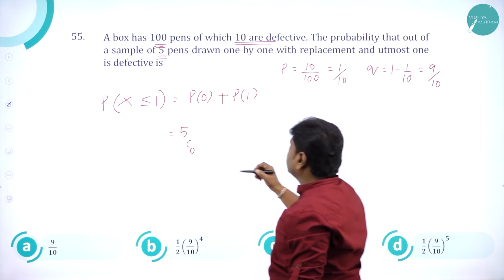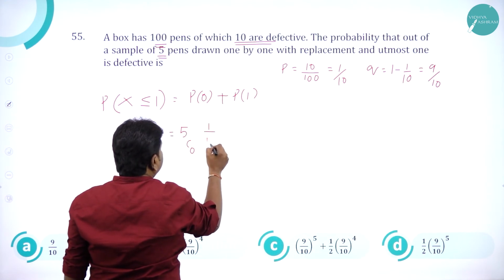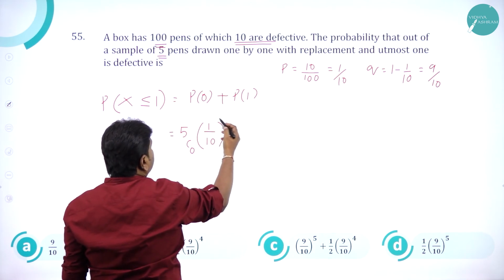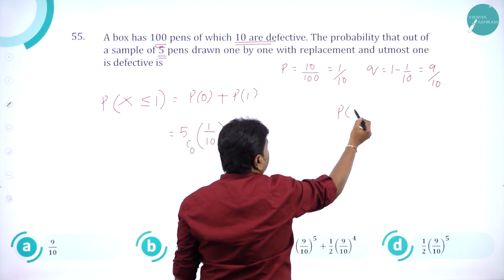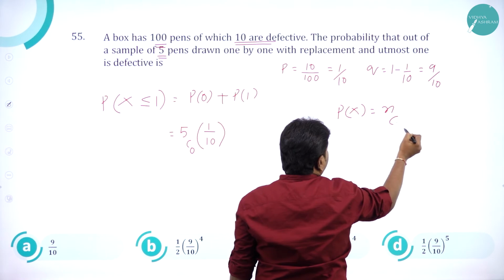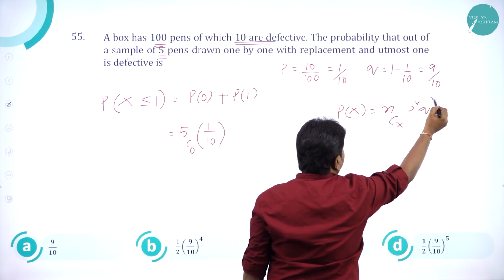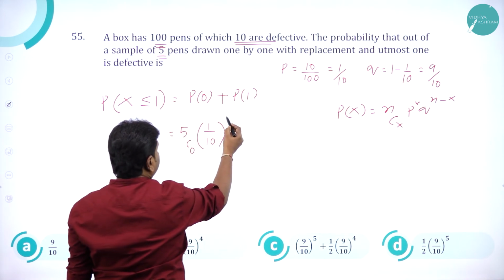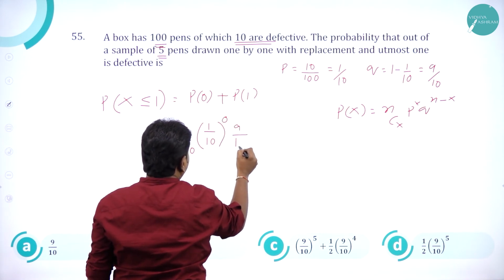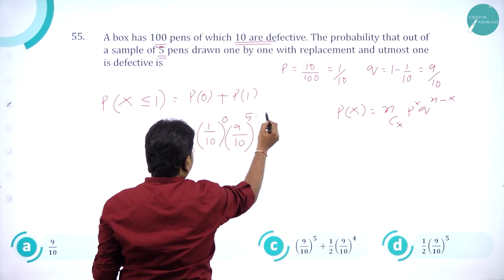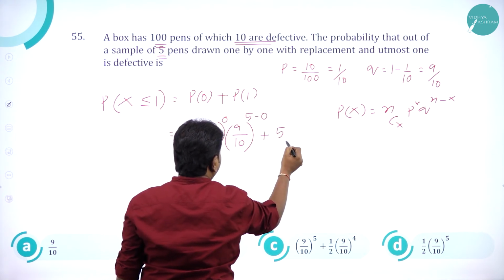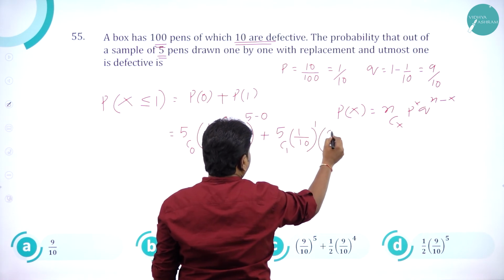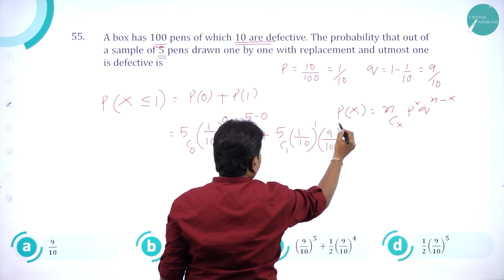So substitute. We are using P of x in the Bernoulli trial. What is P of x? nCx P power x Q power n minus x. P means probability of success. So P power x, x is 0. Q is 9 by 10, power n minus x, 5 minus 0, plus P of 1 means 5C1, P is 1 by 10 power 1 and 9 by 10 power 5 minus 1, that is 4.